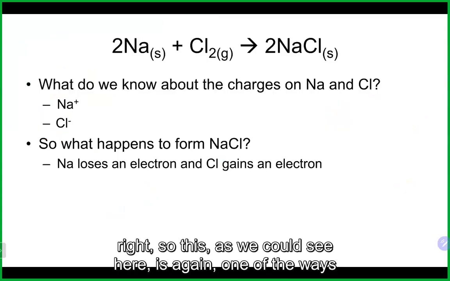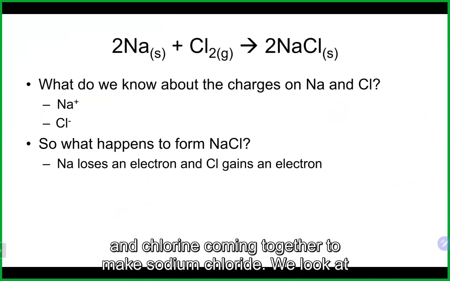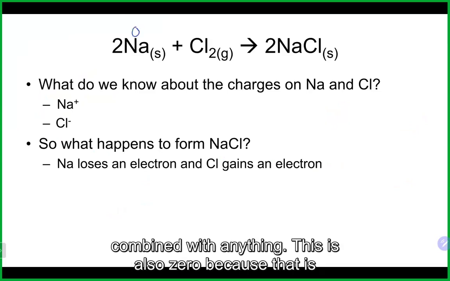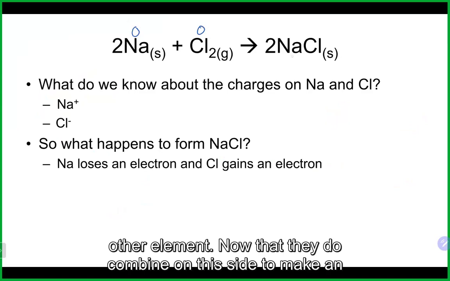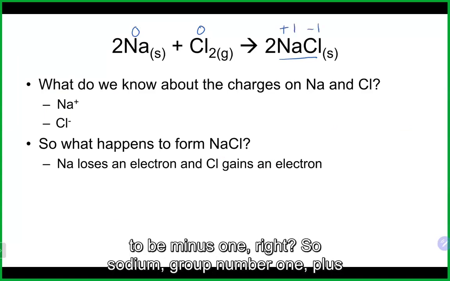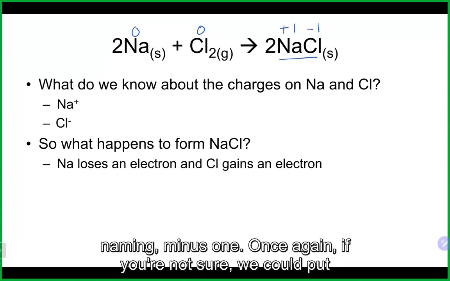All right, so this, as we can see here, is again one of the ways that we could overall classify a reaction. We look here at sodium and chlorine coming together to make sodium chloride. We look at the charge of the sodium on the left. That is 0, as it's not combined with anything. This is also 0 because that is naturally the way chlorine comes, again, not combined with any other element. Now that they do combine on this side to make an ionic compound, that's going to be +1, and this is going to be -1, right? So sodium group number 1, +1. Chlorine group number 7, like we talked about with naming, -1.